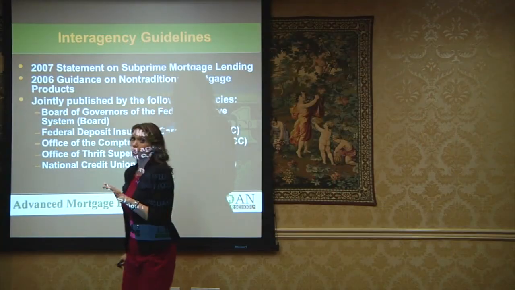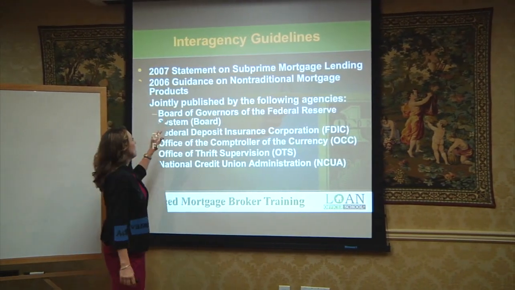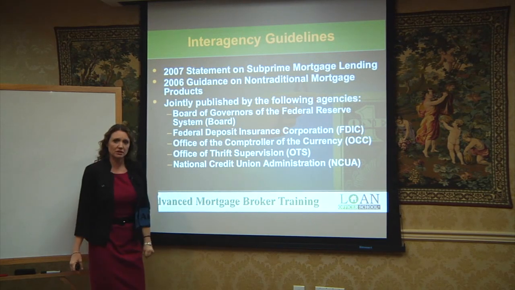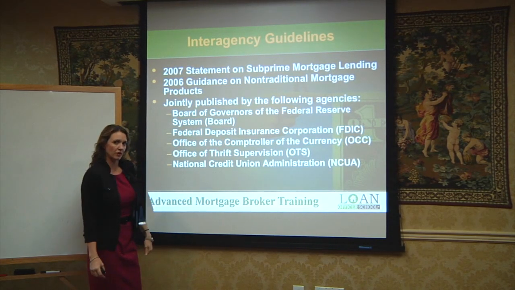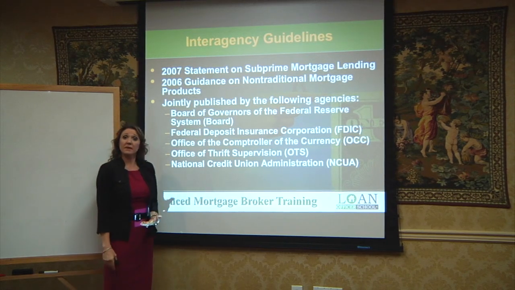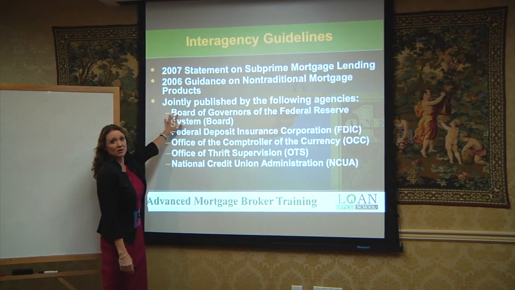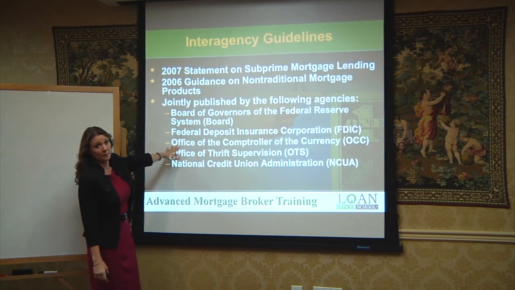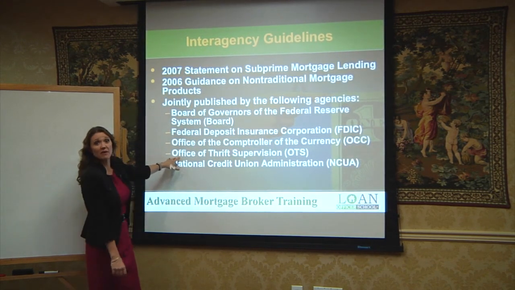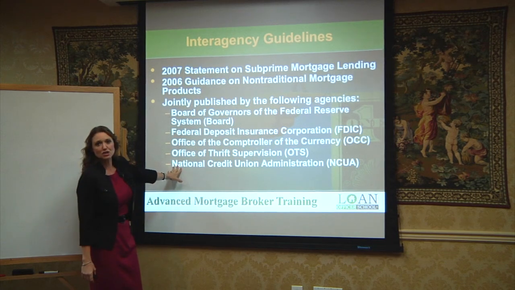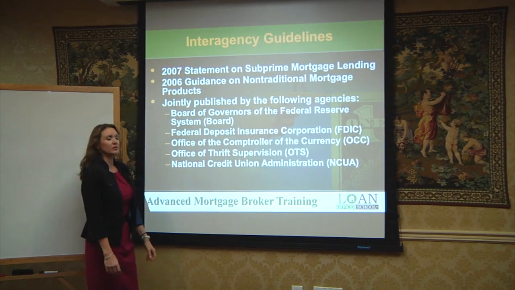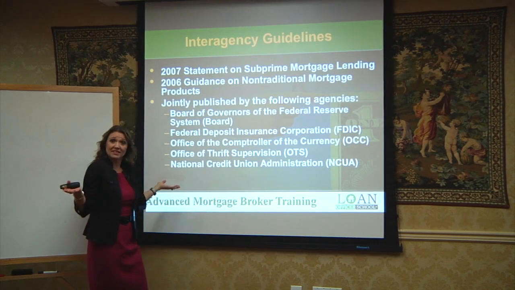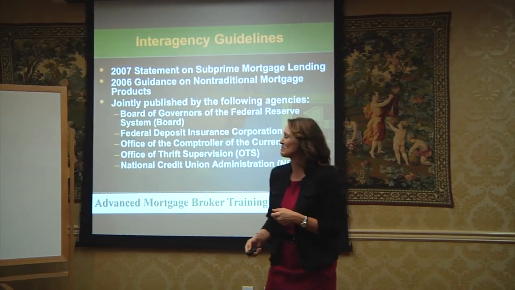You're gonna love the way to remember this one. Are you ready? The 5 government agencies that wrote the interagency guidelines or gave the statement on interagency guidelines was the buffoons. B for Board of Governors of the Federal Reserve System, F for the FDIC, O for the Office of the Comptroller of the Currency, O for Office of Thrift Supervision, and the National Credit Union Administration. So on your exam, when they ask who created the interagency guidelines, the buffoons did, and hopefully that's an easy way for you to remember it.